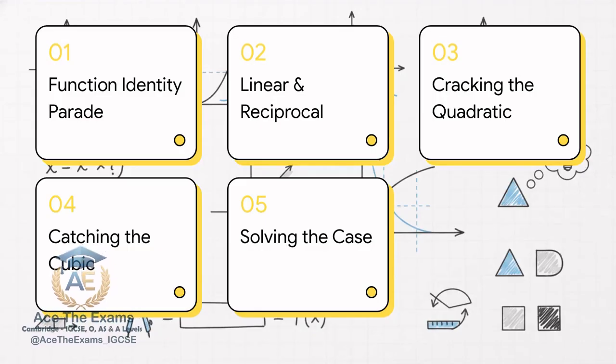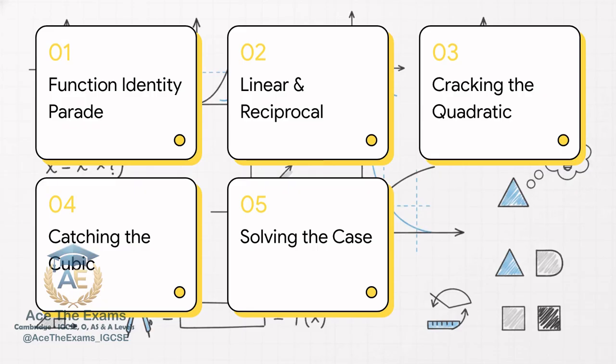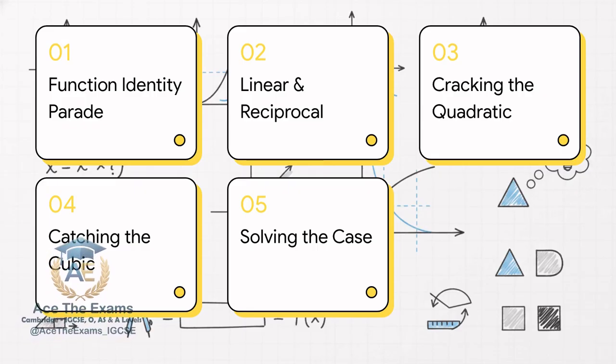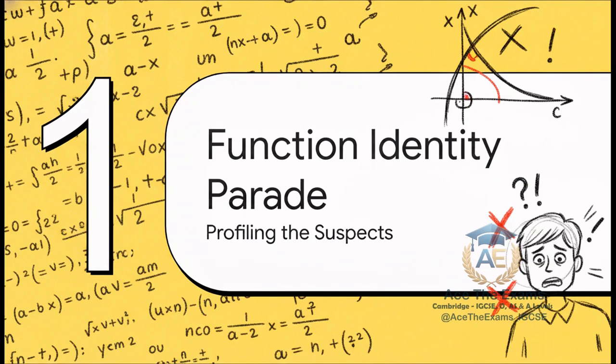Okay, here is our case file for this session. Section 1, the function identity parade. Section 2, linear and reciprocal suspects. Section 3, cracking the quadratic code. Section 4, catching the cubic curve. And finally, Section 5, solving the case. Let's get into it. Act 1, the function identity parade, where we profile our suspects.